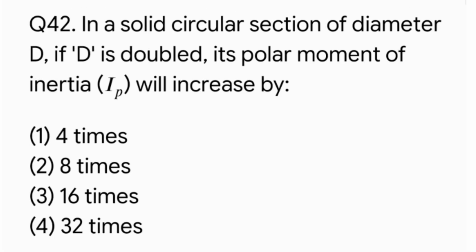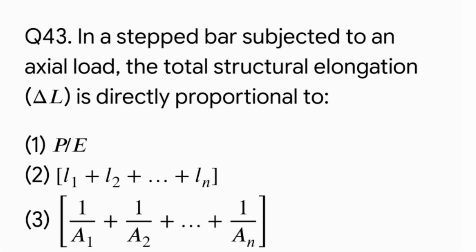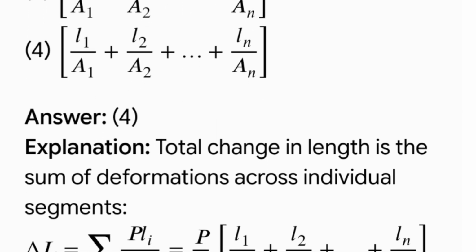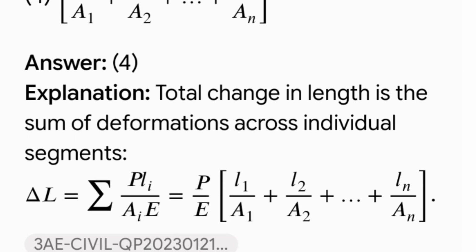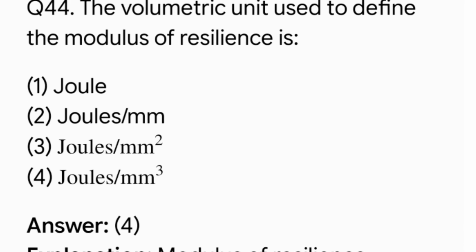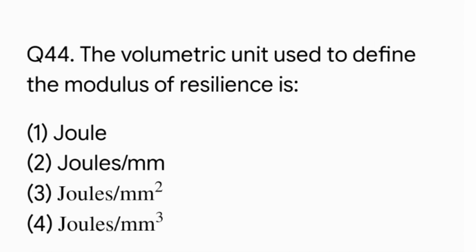Next question. In a solid circular section of diameter d, if d is doubled, its polar moment of inertia will increase by. Correct answer 16 times. Next question. In a stepped bar subjected to an axial load, the total structural elongation delta L is directly proportional to. Correct answer option 4. Next question. The volumetric unit used to define the modulus of resilience is. Correct answer joules per mm cube.